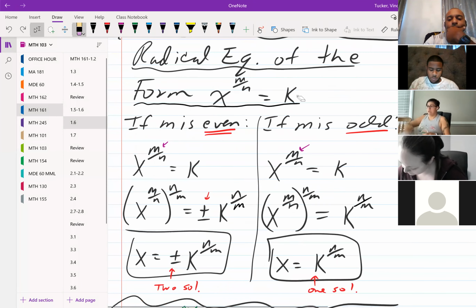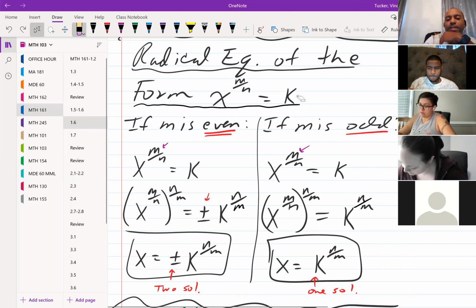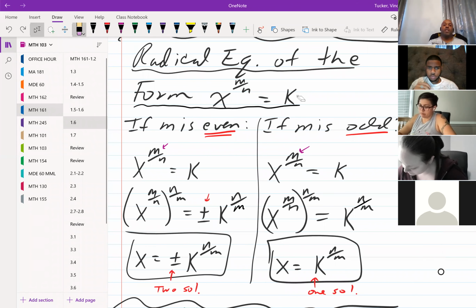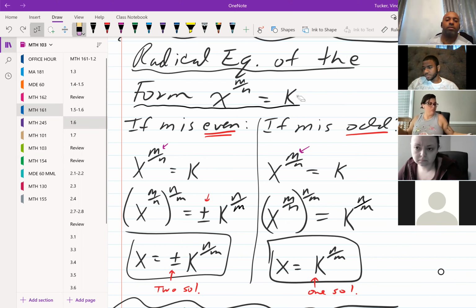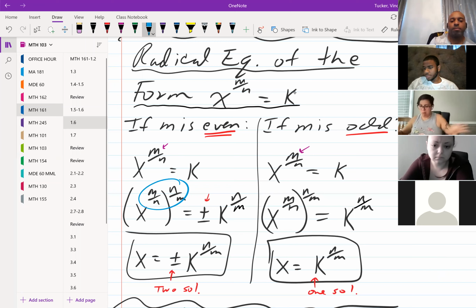All right. So this is something that will look better when you put numbers on it, but I'm just going to generally explain it first. Looking at radical equations in the form of x to the m over n power equal to k, our variable is a fraction, and we look at how we would solve that. First one says if m is even, and m is the numerator of our exponent, we solve by applying the power of the reciprocal of that fraction. So we had m over n, apply n over m to both sides.